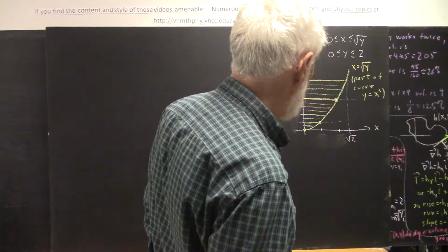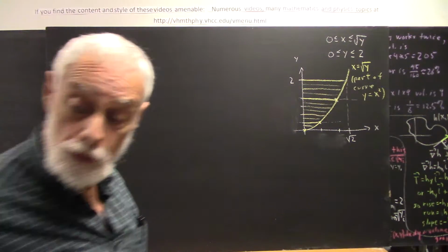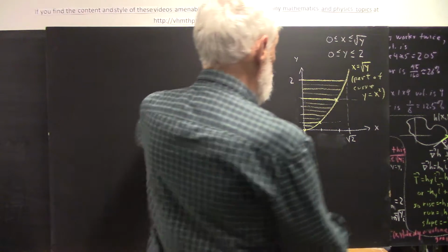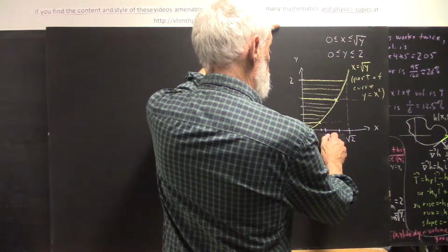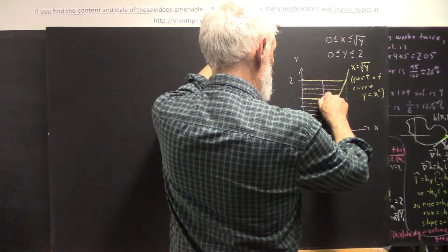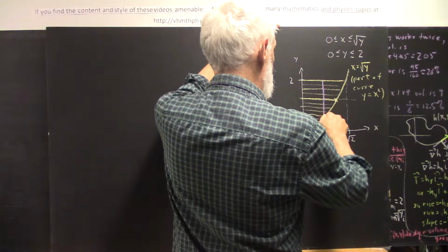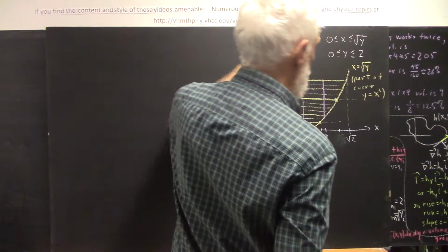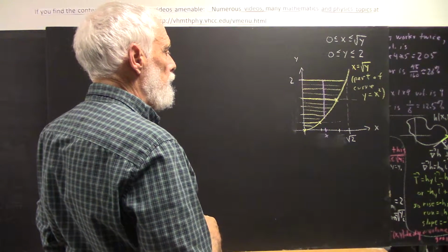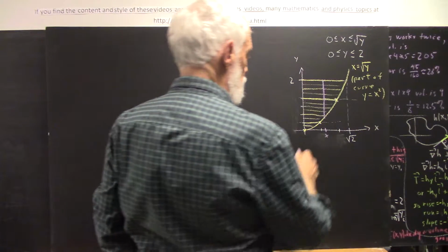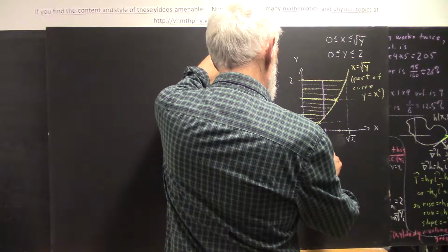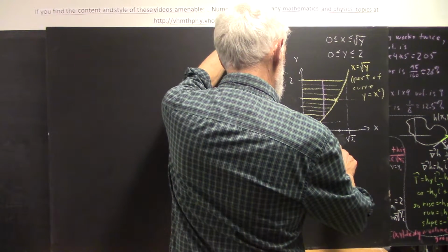Okay, for a given value of x, where does y start? Well, wherever x is, here's a value of x, the region starts here and ends here. So the region corresponding to this value of x goes from here to here. Now we see that x will go from 0 to the square root of 2, so we could write this as 0 less than or equal to x less than or equal to the square root of 2.